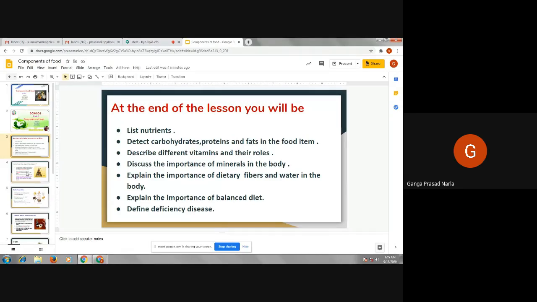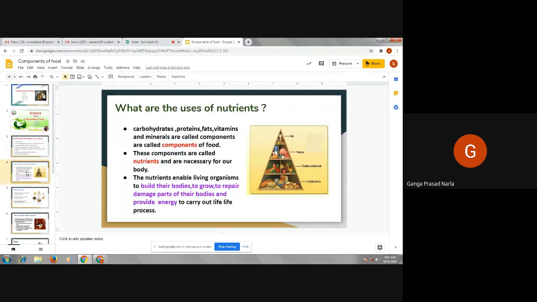Okay, right. First, our lesson name is components of food. So what are components? Already we said, why do we eat different types of food daily? In last class we discussed, right? So why do we eat different types of food daily? For getting energy. Very good. For getting minerals, nutrients.